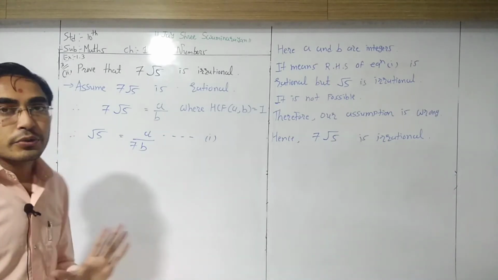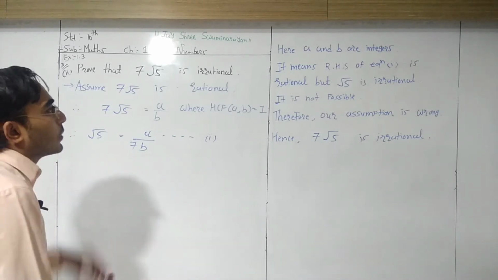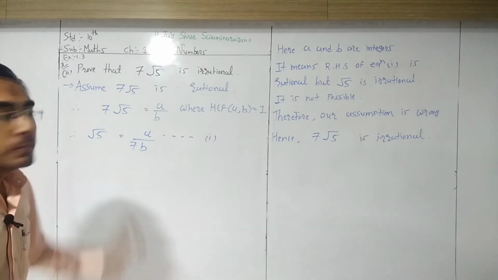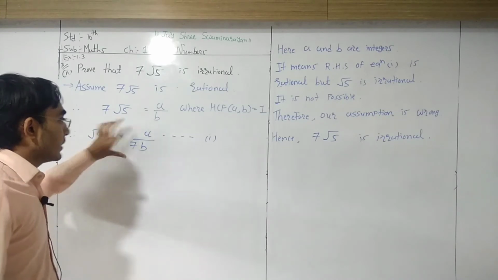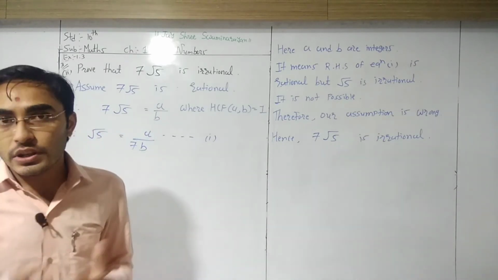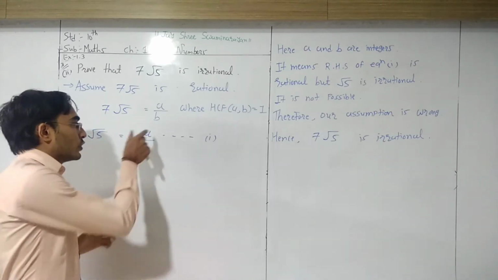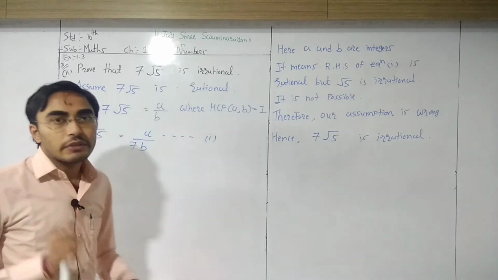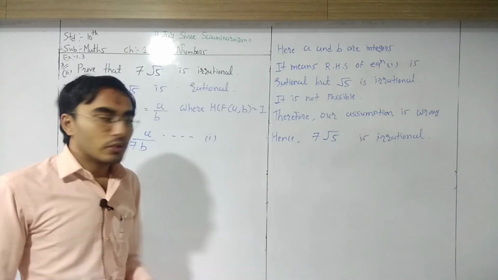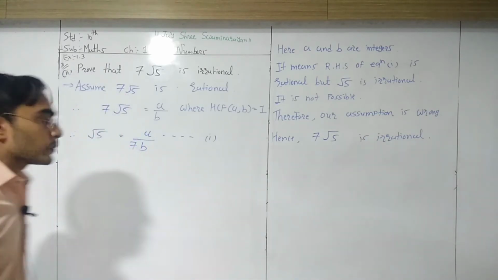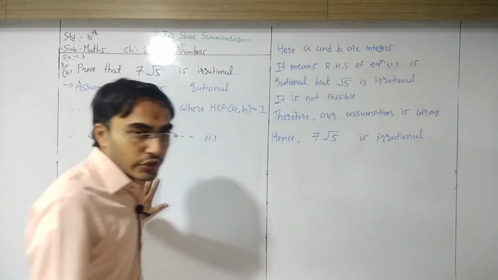Now we need to write the same steps that we have already written. Here a and b both are integers, which means our right hand side is rational. A is an integer, b is an integer, 7 is an integer, so in the numerator we have integers and in the denominator we also have integers. So this forms a rational number, and our right hand side is rational.